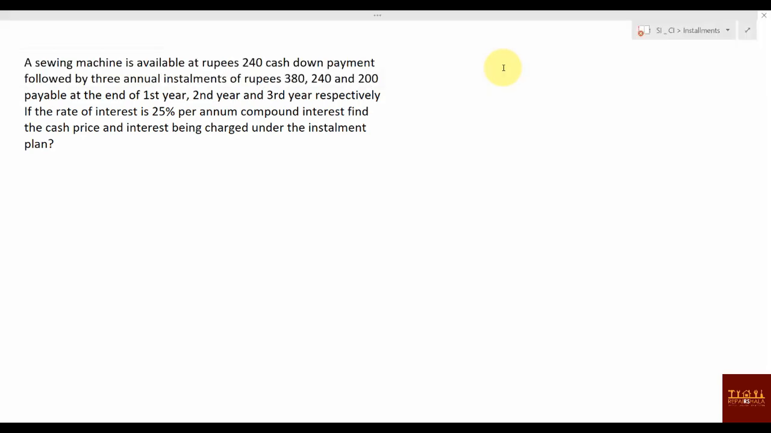25% value is 1/4, means 4 to 5. Again 4, 5, 4, 5. This is at the end of first year, second year and third year. But if I write 1 year, 2 year, 3 year, it will be square, cube terms. So I will start from third year. This 5 corresponds to what? 200. So 1 will correspond to 40. So this will correspond to 400.